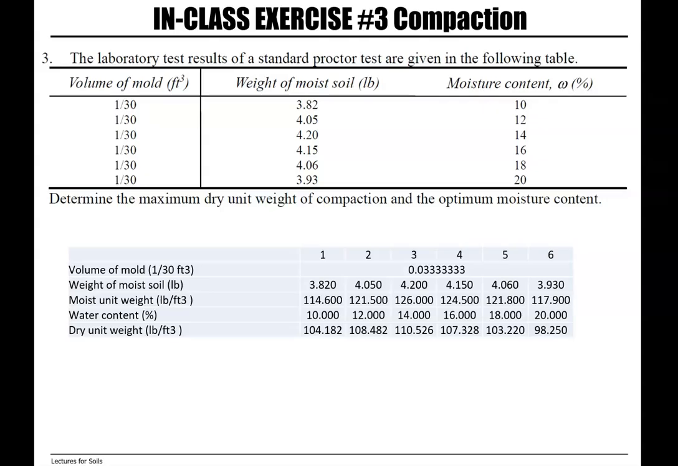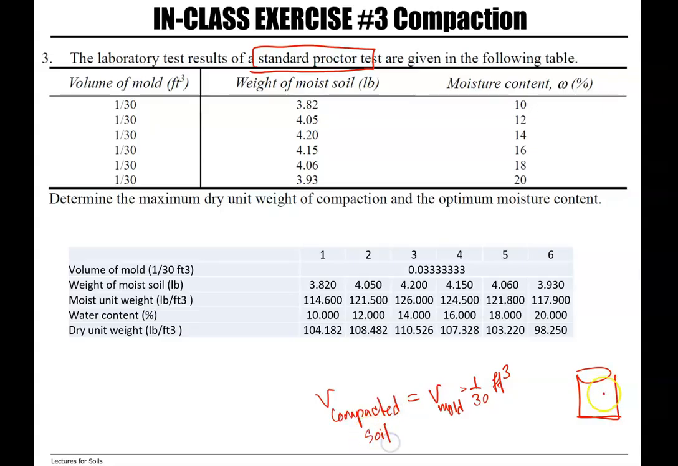Exercise number 3, it's from compaction. So we have the results from laboratory results of a standard Proctor test. We have volume of mold. So we have this mold. Volume of mold is 1/30 of a cubic feet. And that's equal to volume of compacted soil. We compact our soil in here.